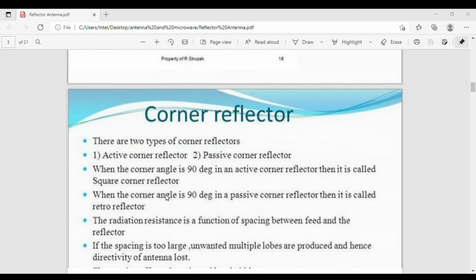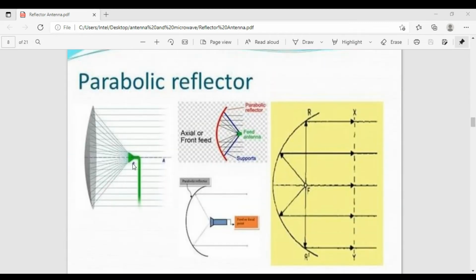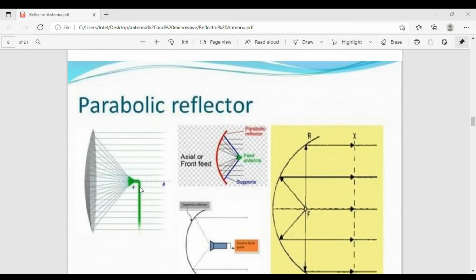The advantage of the reflector antenna is that back lobe radiation is totally eliminated. How? It is capturing the signal, and there is no radiation in the backside. All the signals impinge on the parabolic reflector and then are transferred. Hence the back lobe radiation gets totally eliminated.